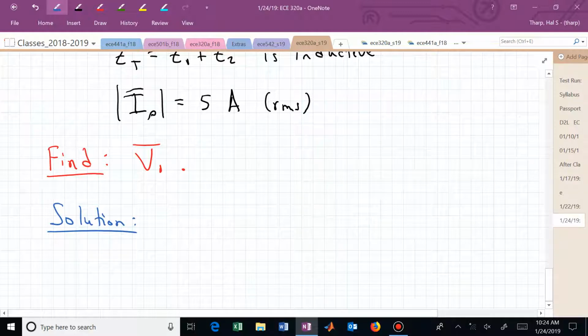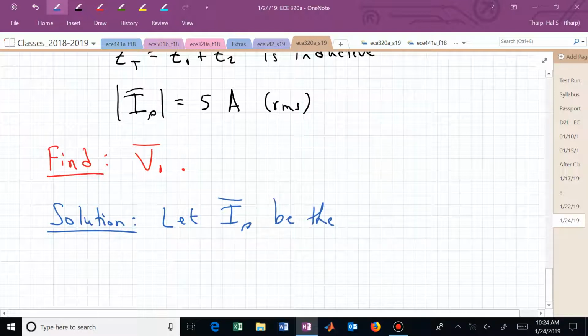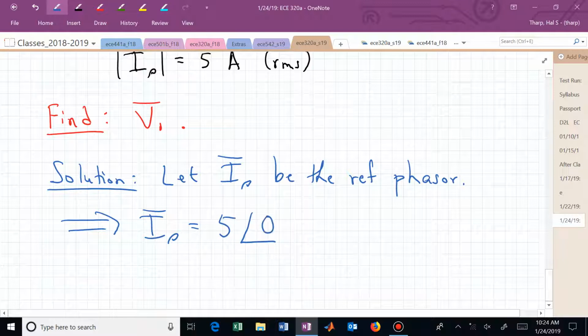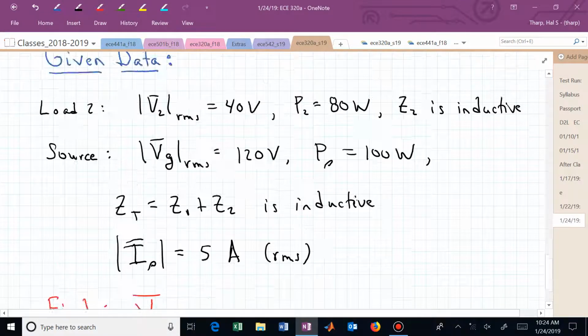The first thing we assumed is that we'd let this current phasor be the reference phasor. What that really means is that I sub S is assigned an angle of 0 degrees. We were told its magnitude was 5. We just didn't know its direction. Now what do we do?